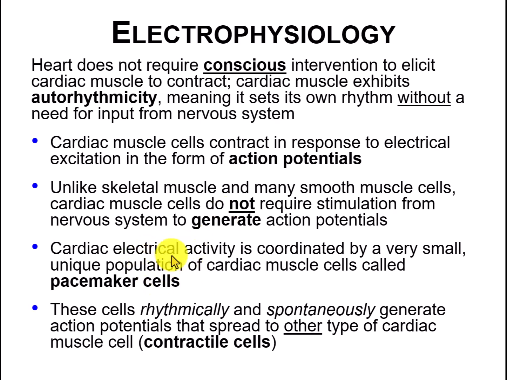But with the heart, because we don't need the stimulation from the nervous system, we have a unique population of cells that are self-excitatory, called our pacemaker cells. These pacemaker cells start the contraction, and they rhythmically and spontaneously generate that action potential that spreads to the other cells of the heart, and 99% of our cells are going to be these contractile cells.